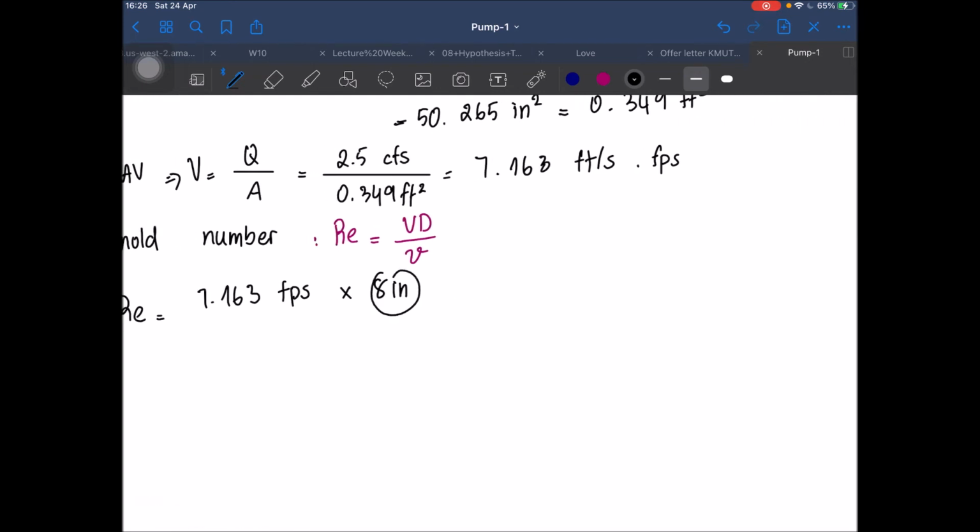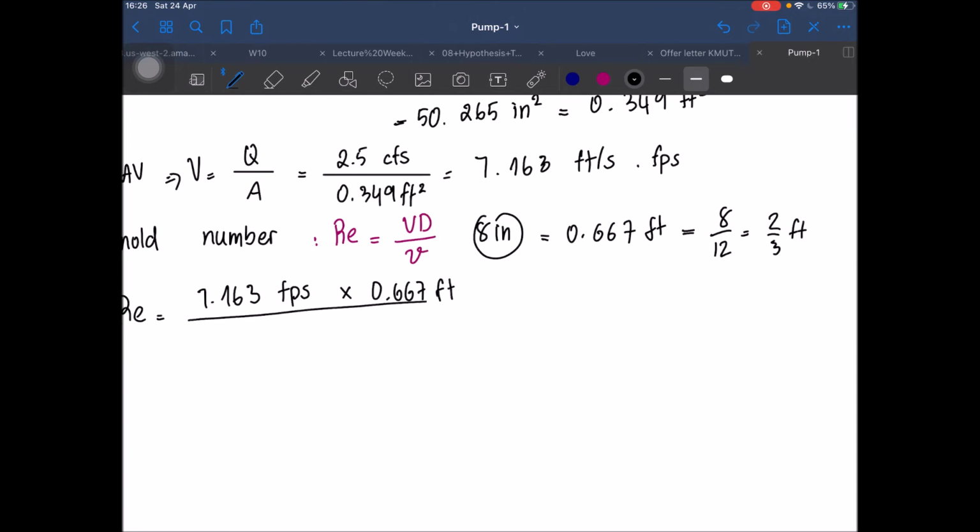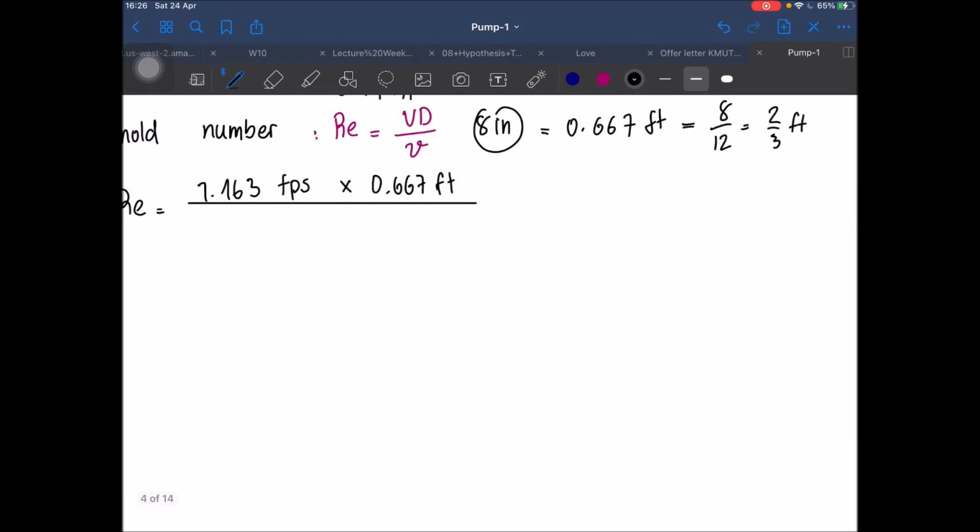But this one, okay, so I'm just going to do this. H in inches equals 0.666, three digits, feet. So this one equals 8 over 12, which is 2 over 3. Okay, and then we have this one in feet over 1.1 times 10 to the minus 5 feet squared per second.